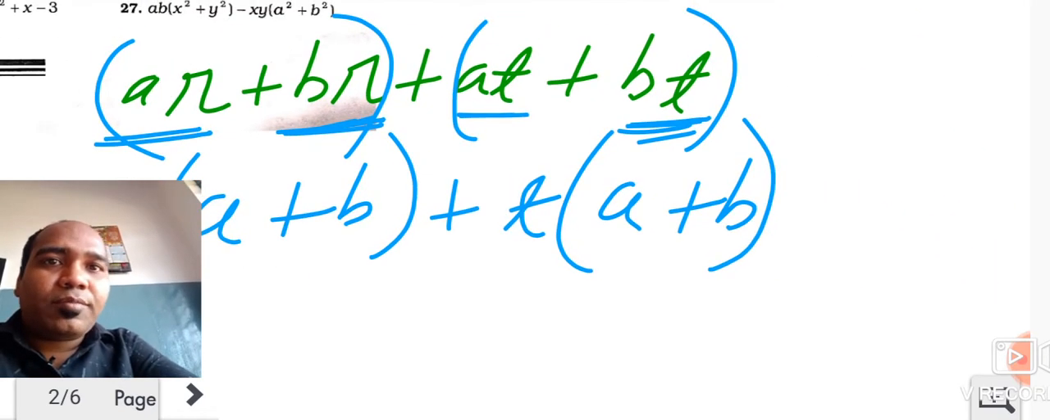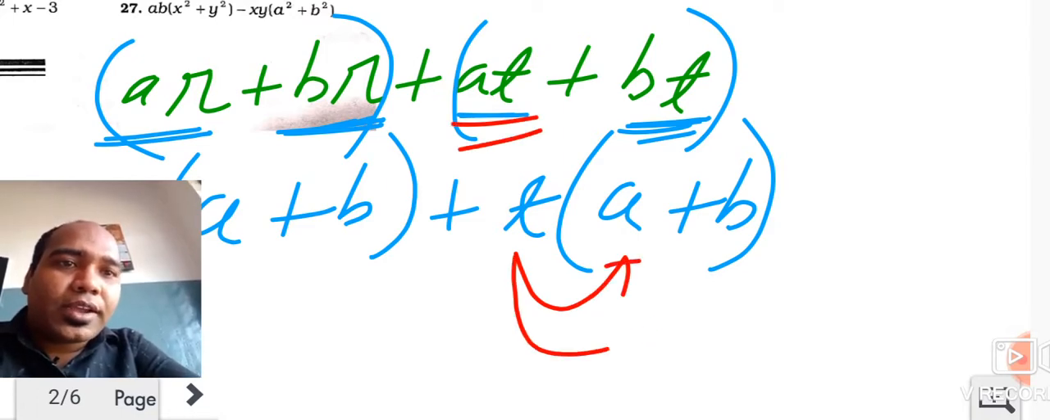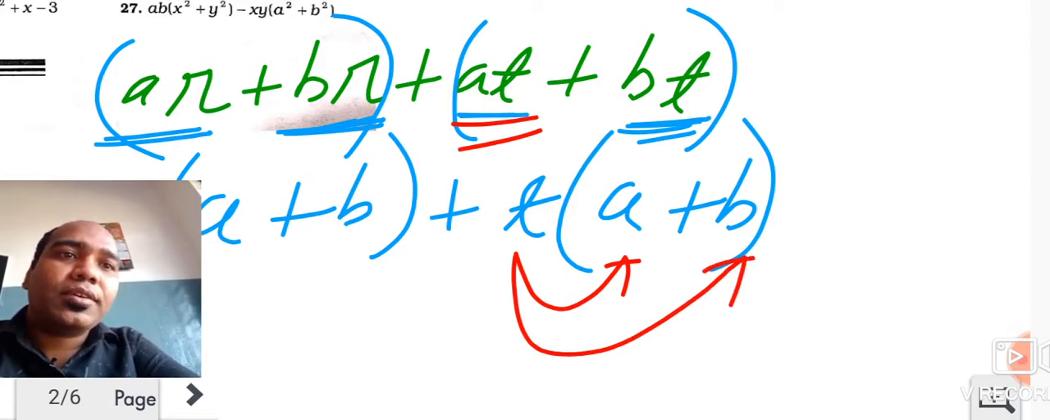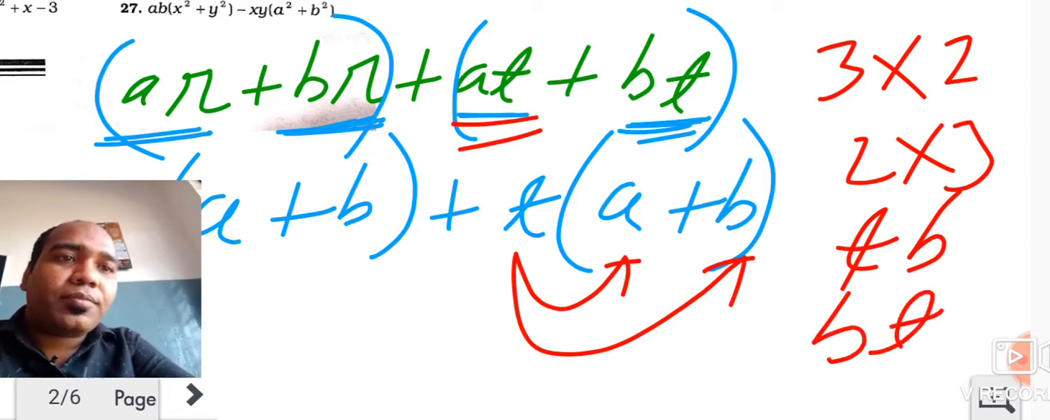Okay, in the same way, look here: T into A, if you multiply, we will get AT or TA, same. Again T into B, if you multiply, we will get TB or BT, same thing. 3 into 2 you write, or 2 into 3 you write, same thing. So T into B or B into T, same thing. Got it?